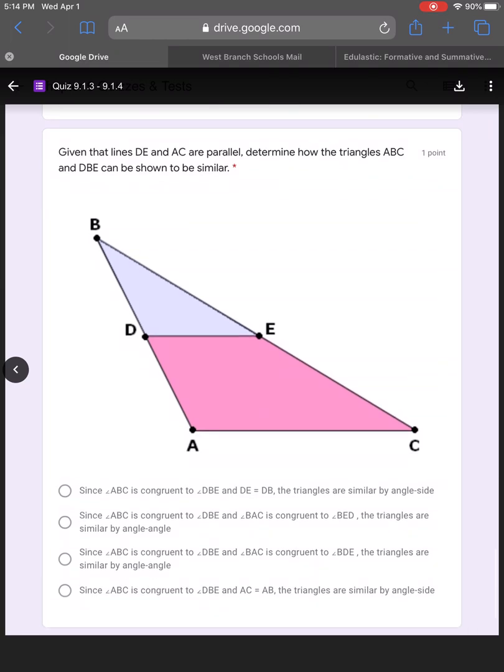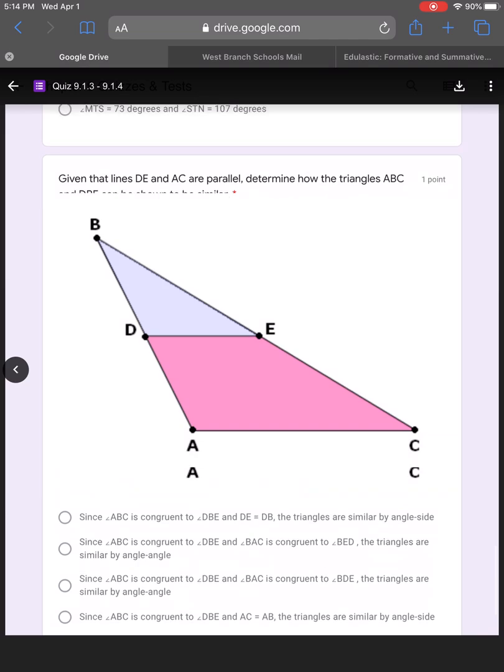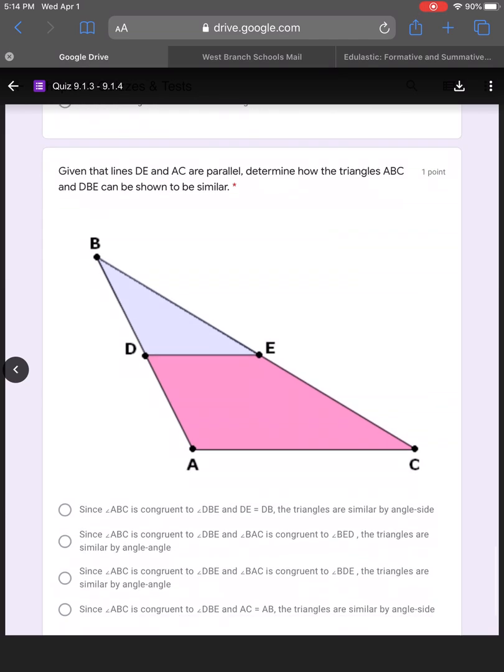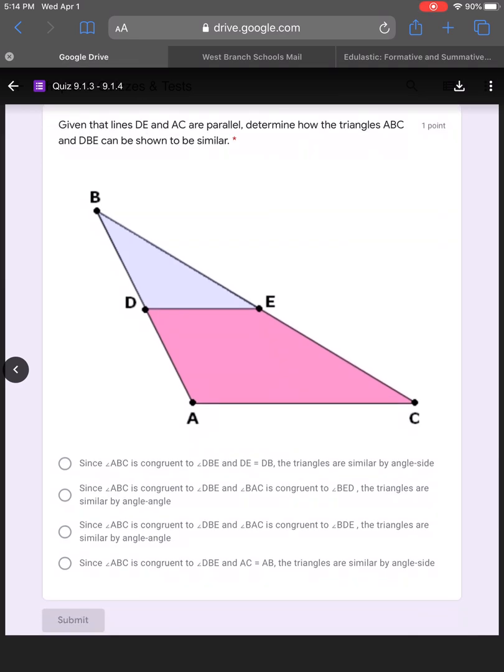All right, next one. Given that lines DE and AC are parallel, determine how the triangles ABC and DBE can be shown to be similar. So again, ABC is the large triangle. BDE is the smaller triangle. So we want to figure out how they can be shown to be similar.